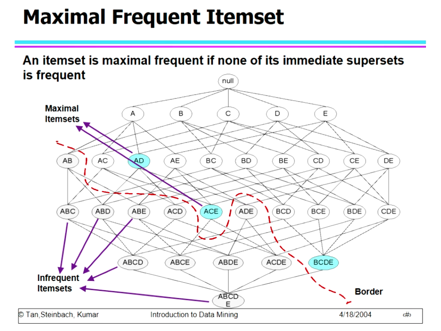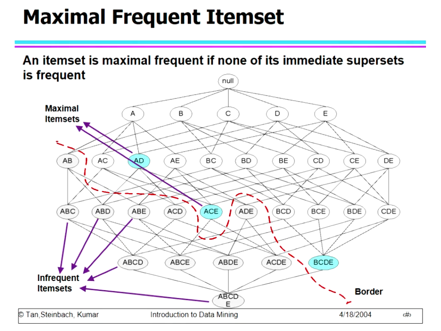Let's move now to maximal frequent item sets. So what's the meaning of a maximal frequent item set? An item set is maximal frequent if none of its immediate supersets is frequent. So in this example, AB is infrequent, ABC is infrequent. The ones in gray color are infrequent.